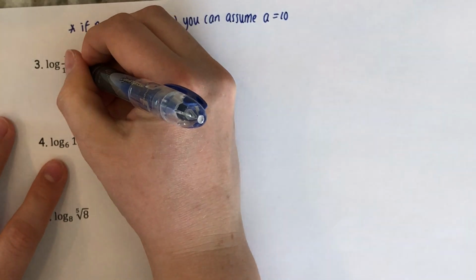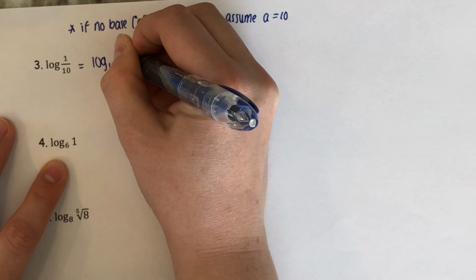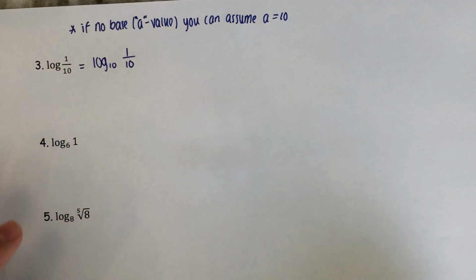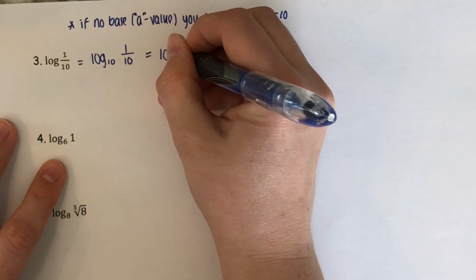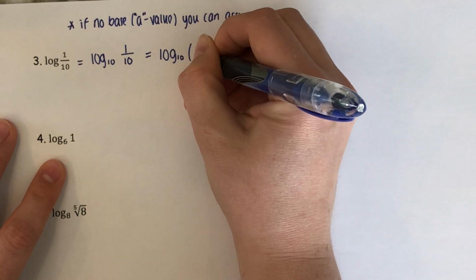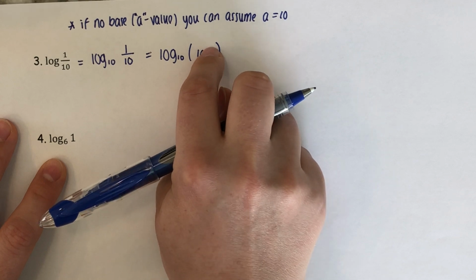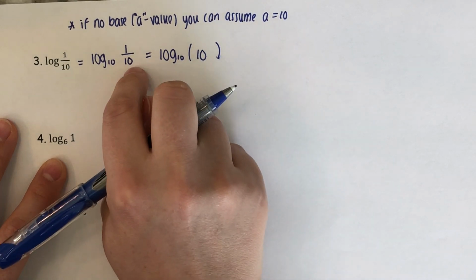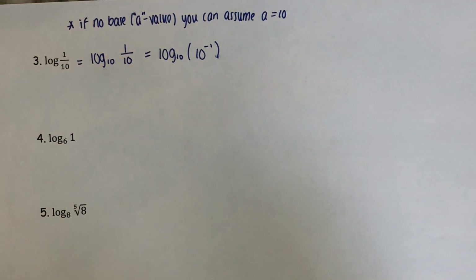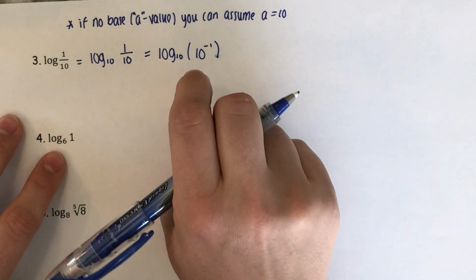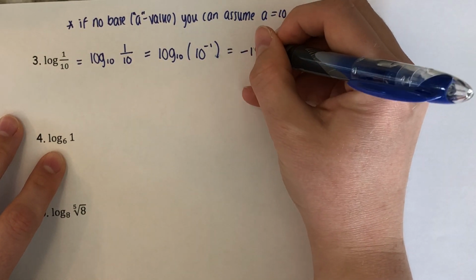So I'm gonna start by rewriting this as log base 10 of 1/10. So it looks like the other problems we've had before. So log base 10 of 10 to a certain power. What power do I need here to make 10 equal to 1/10? Well, we know if we use a negative power, it takes the inverse of that. So we're going to do 10 to the negative 1. Therefore, our answer is going to be -1.